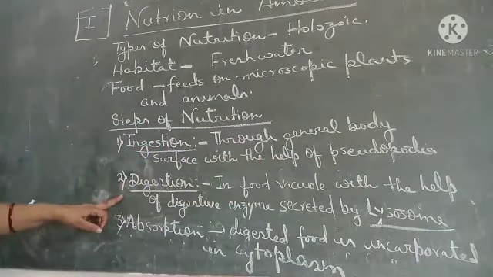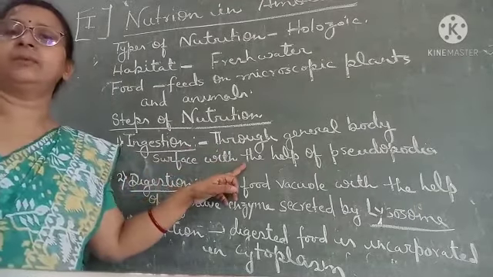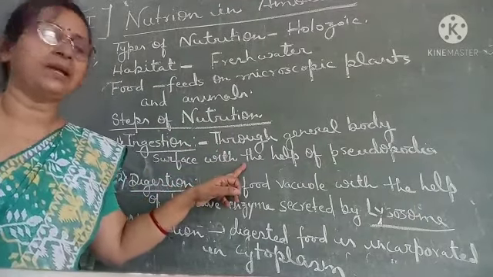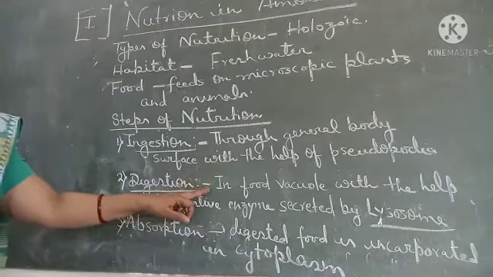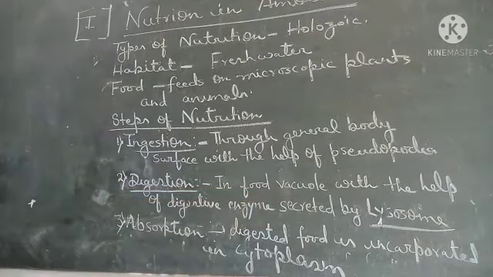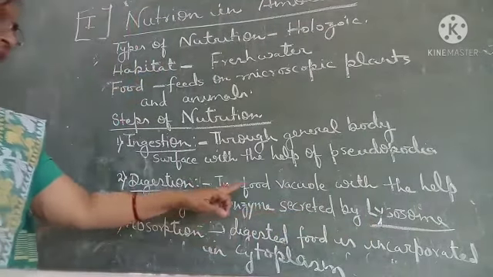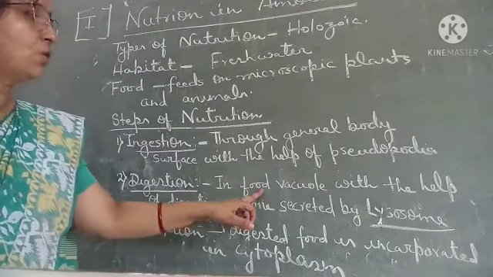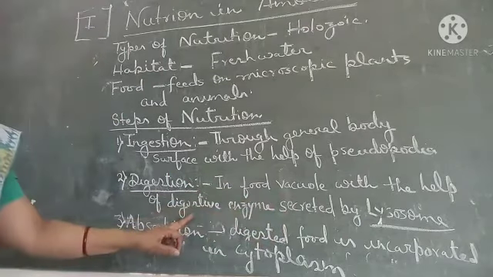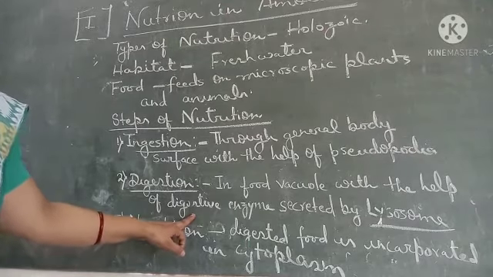Now come to the second step, digestion. As food enters the body of amoeba, what happens? It is captured by a food vacuole. Lysosome, which is a cell organelle, is attached to the food vacuole. Why? So that when it secretes digestive enzyme, digestion of food occurs.